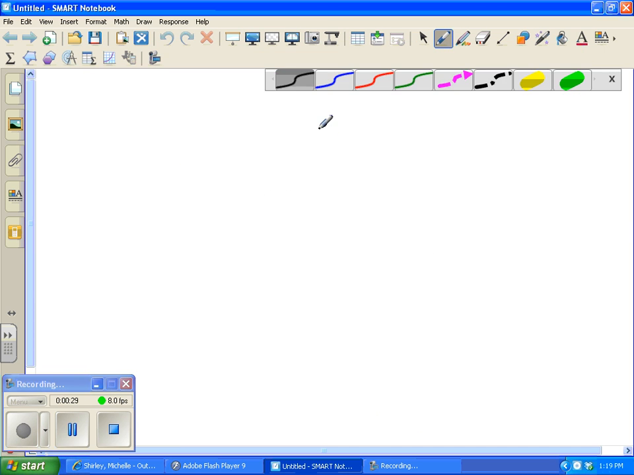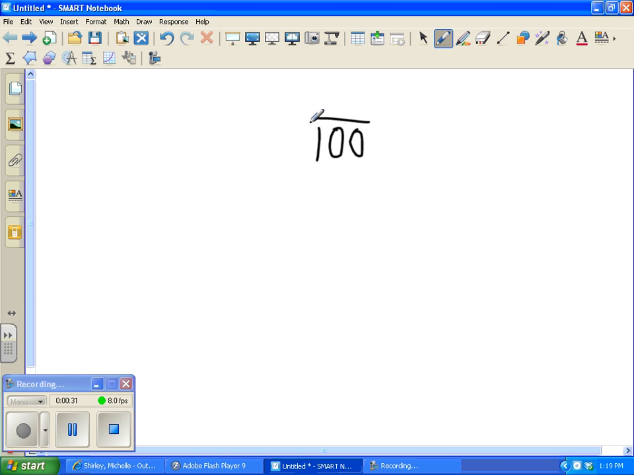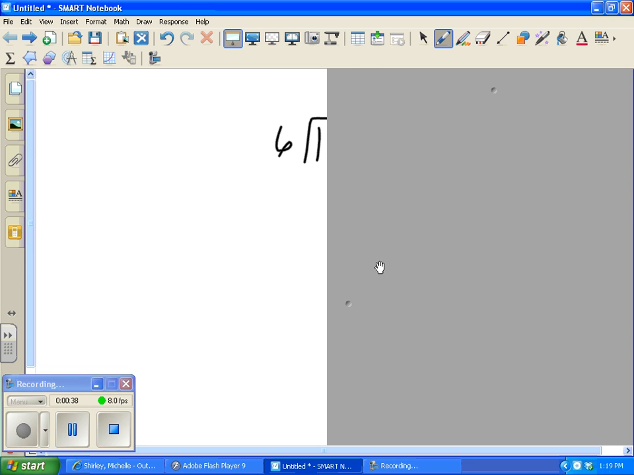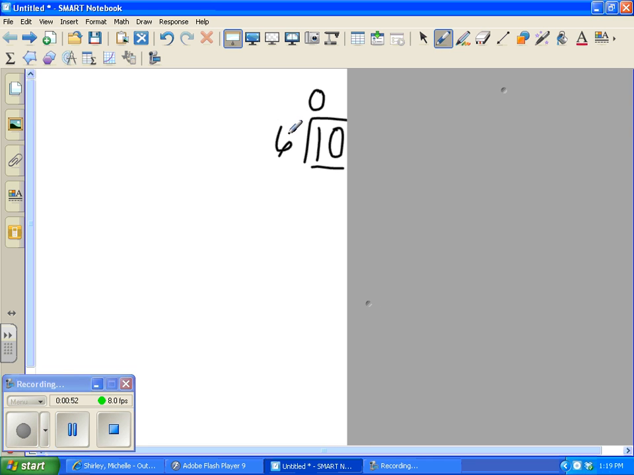100 divided by 6. Okay, we're going to go a step at a time. I like to just cover it up and uncover it as we go. How many groups of 6 can we get out of 1? Well, we can't, can we? And if it helps, you can put a 0 as that placeholder. Now we are looking at the 10. How many groups of 6 could we get out of 10? One group, couldn't we? Because 1 times 6 is 6, and we subtract 10 minus 6 is 4.